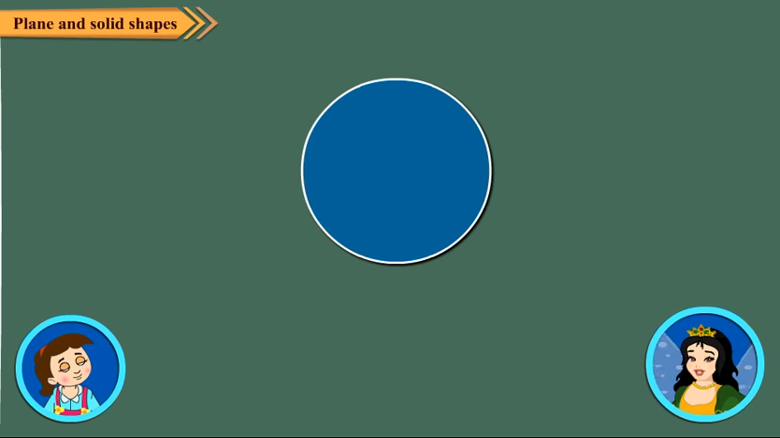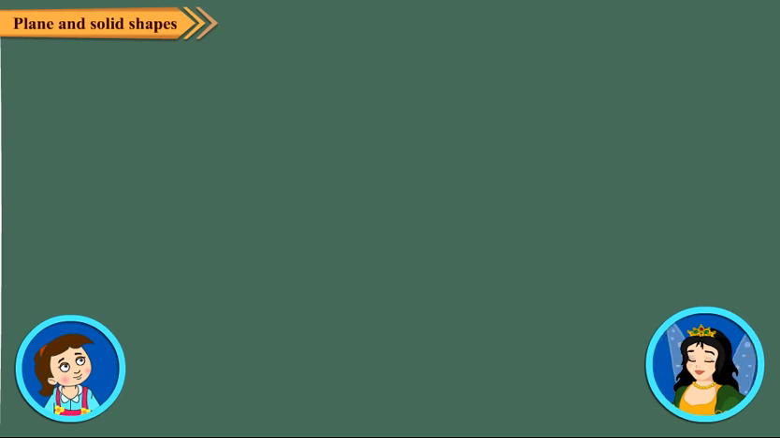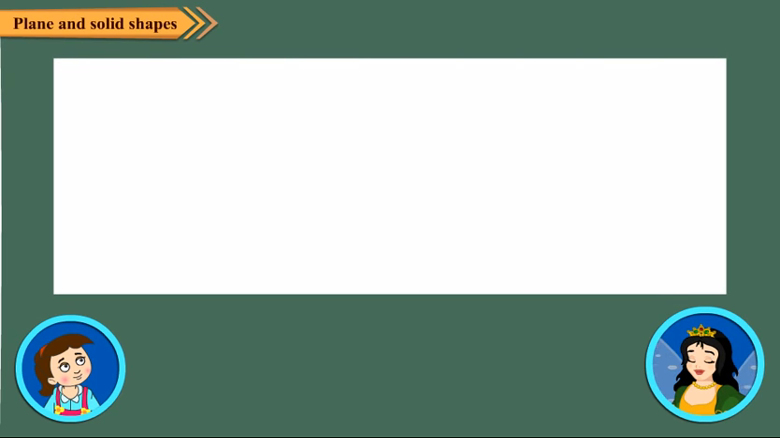Yes, Neha. We have shapes made up of curved lines also. Look at this shape. It is made up of a closed curve. It has no corners. And this is called a circle. One more thing I would like to tell you, Neha. These shapes like triangle, square, rectangle and circle are called plane shapes. Why? Because each one of these can be drawn on a plain paper.